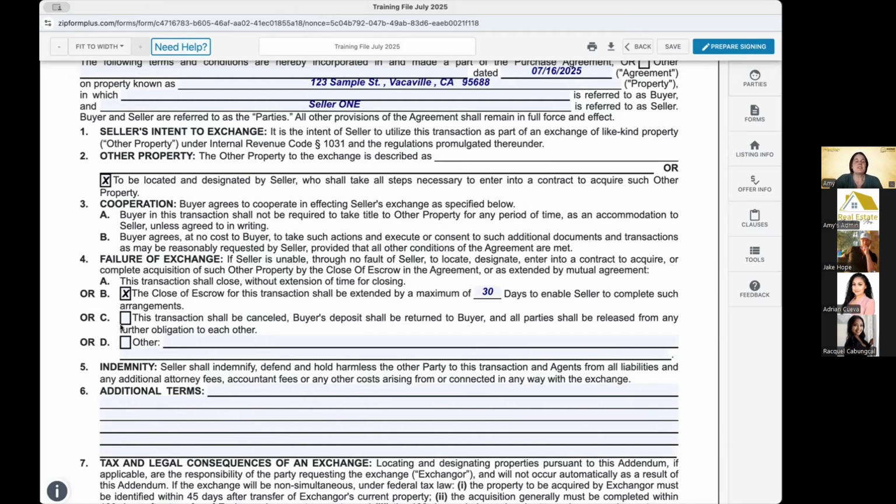Okay, C option is this transaction shall be canceled. Buyer's deposit shall be returned to buyer, and all other parties shall be released from any other further obligation to each other. Right?